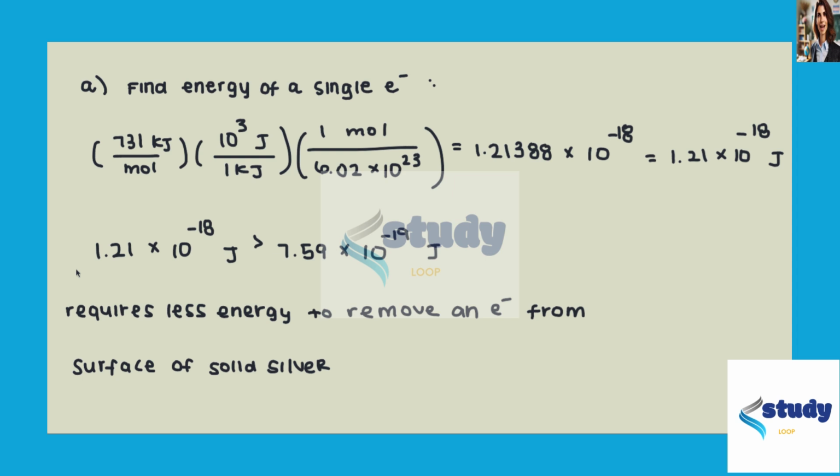Now, our goal is to compare that to the value we were given. And we know that 1.21 times 10 to the negative 18th joules is greater than 7.59 times 10 to the negative 19th joules, which was the energy for the atom off of the surface of silver. So what we can say is that removing an electron off the surface of the metal requires less energy. So to remove an electron off the surface of solid silver requires less energy than removing an atom.